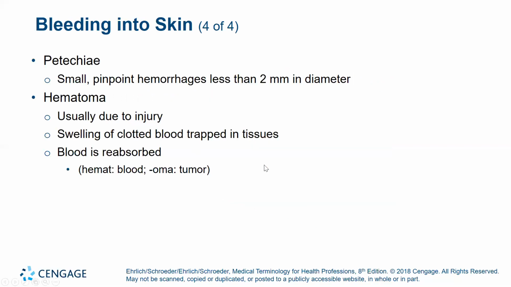Petechiae, these are small pinpoint hemorrhages. They are less than 2 millimeters in diameter. They result sometimes from high fevers. Next one we have is hematoma, swelling of a clotted blood trapped in tissue. Hemat is blood, oma is tumor, so it's a tumor of blood.